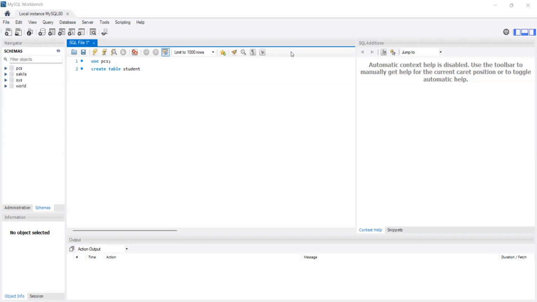Okay, so first of all, I want to ask all of you, what is a DBMS and what is an RDBMS? What is the basic difference between RDBMS and DBMS? Can anyone tell?